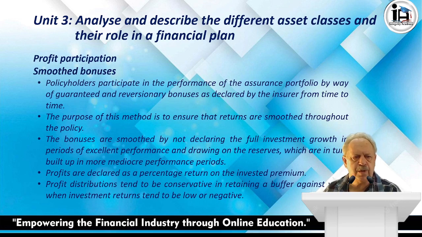Policyholders participate in the performance of the assurance portfolio by way of guaranteed and/or reversionary bonuses as declared by the insurer from time to time. The purpose of this method is to ensure that returns are smoothed throughout the policy period. The bonuses are smoothed by not declaring the full investment growth in periods of excellent performance and drawing on the reserves, which are in turn then built up in more mediocre performance periods.